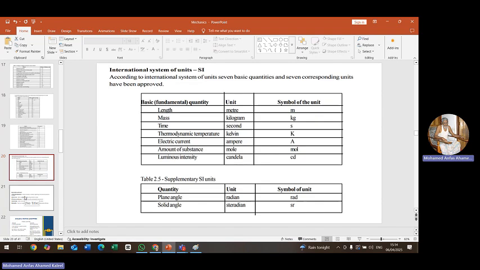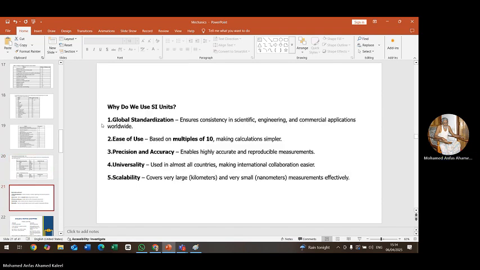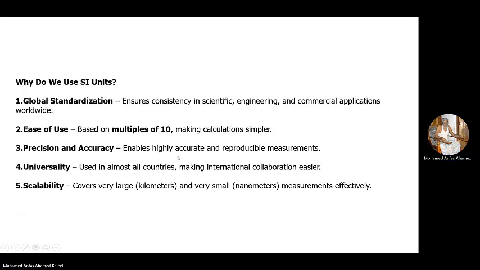Okay, now let's see why we use the SI units. The first one is global standardization. It means ensuring consistency in science and engineering.